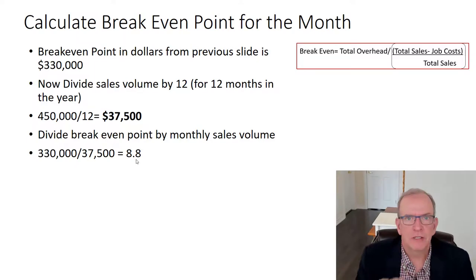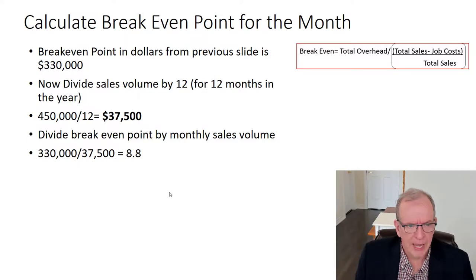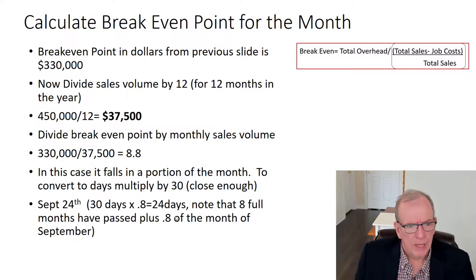8 means 8 months is finished. August is the 8th month, so we've done August. 0.8 is 0.8 of the next month, which would be September. You could get really crazy with this: how many days are in September? 30 days has September, April, June, and November, so 30 days. 0.8 times 30 should be 24. So it works out to September 24th, unless I did the math wrong in my head. And yes, it is September 24th.